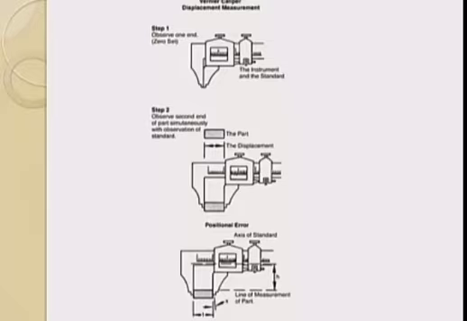Step 1. Observe one end, that would be to set your zero. Step 2. Observe the second end of the part simultaneously with observation of the standard. As you can see, there's the part, the displacement, and the standard built into the caliper, which is the scale. There's possible positional error if the part is not in line with the axis of the standard. Then you can have error.